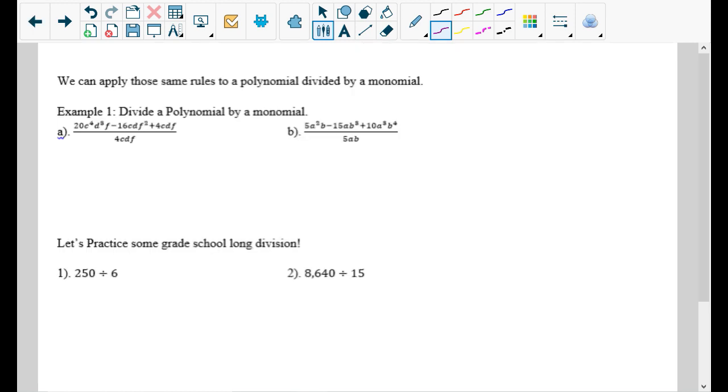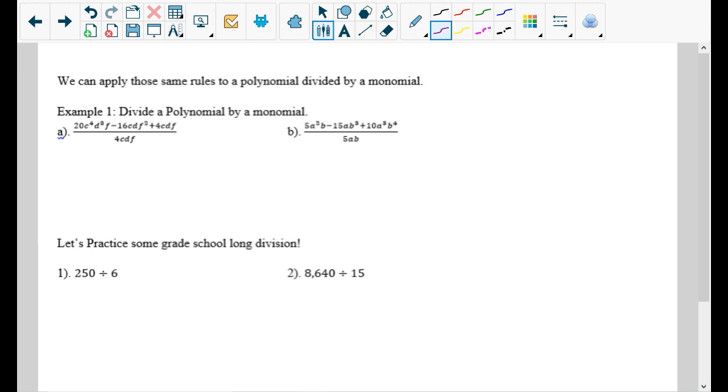So now let's take a look here. Same ideas when we're dividing a polynomial here by a monomial. The only difference is I'm going to do this multiple times. So in looking at example 1, we have a polynomial here divided by a monomial. So on top we had a polynomial 20 c to the 4th d to the 3rd f minus 16 cdf squared plus 4 cdf, and it's all divided by 4 cdf.